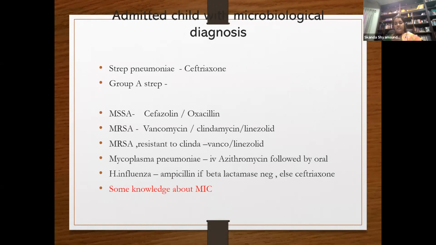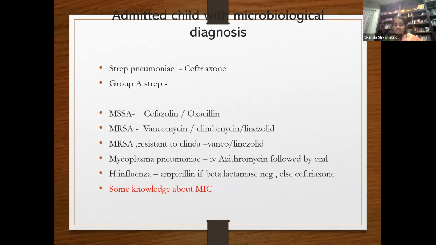So if you have admitted the child and you have a confirmed microbiological diagnosis, then what is the antibiotic tailored for each organism? If it is strep pneumonia, you're going to give ceftriaxone. Group A streptococcus, also ceftriaxone. Methicillin sensitive staphylococcus, you're going to give cefazolin. MRSA, vancomycin or clindamycin or linezolid. If it is MRSA which is resistant to clinda, you give the other 2 drugs, vancomycin or linezolid.